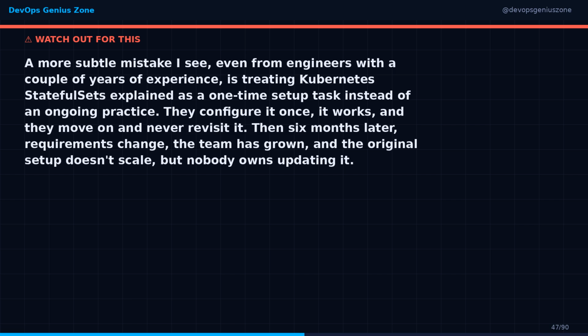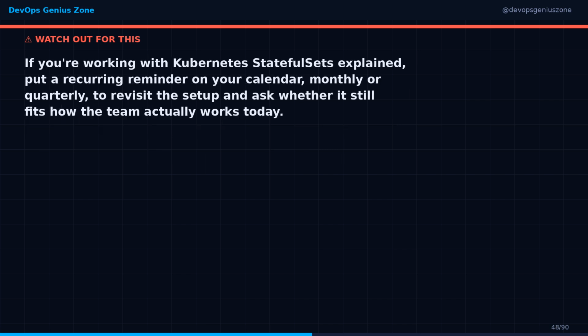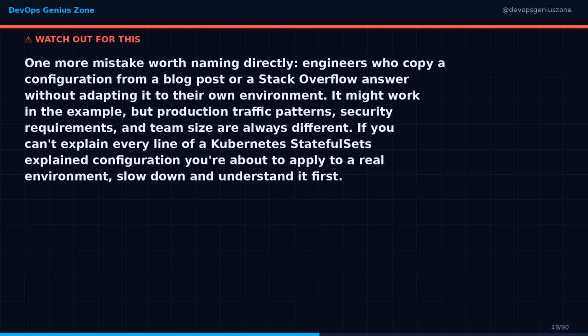One more mistake worth naming directly: engineers who copy a configuration from a blog post or a Stack Overflow answer without adapting it to their own environment. It might work in the example, but production traffic patterns, security requirements, and team size are always different. If you can't explain every line of a Kubernetes StatefulSets Explained configuration you're about to apply to a real environment, slow down and understand it first. That single habit will save you from more incidents than almost anything else on this list.